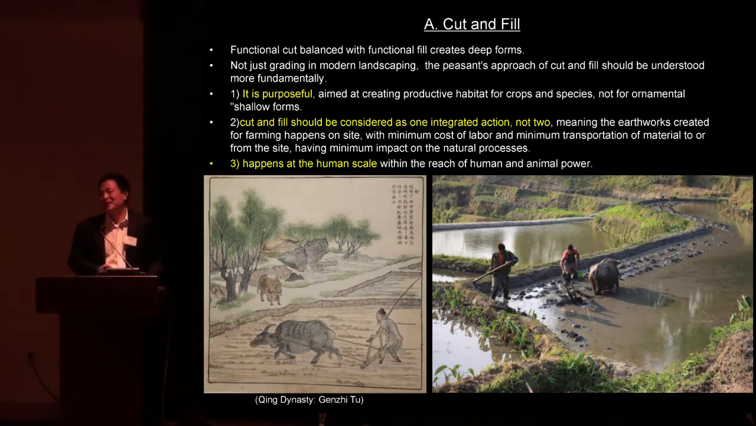Cut and fill. We should understand it as one word, cut and fill. Not grading for form, for ornamental form, but cut and fill to create habitat for crops that produce food. So that's cut and fill, create habitat. So that's one word. It's purposeful, and it should be considered as one action, not 2, and happens at human scale. Peasant is not a mechanical farmer. It's literally peasant.